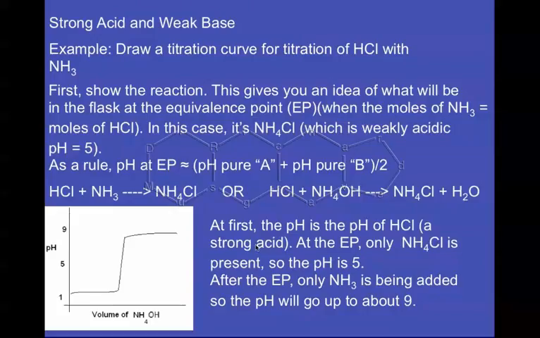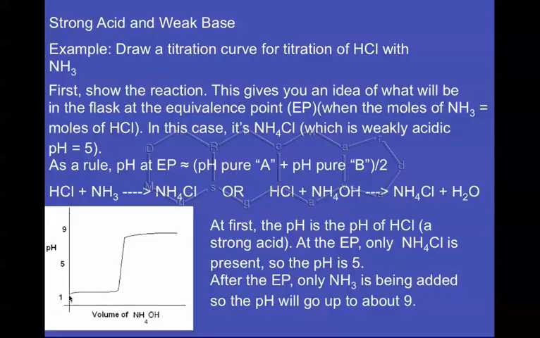We can also do stuff with strong acids and weak bases, and an example of that would be to draw a titration curve of HCl with NH3. Now NH3 is ammonia and is also written as NH4OH, which is basically an ammonia solution in water. So it's NH3 plus H2O gives NH4OH, and you can really express it either way.